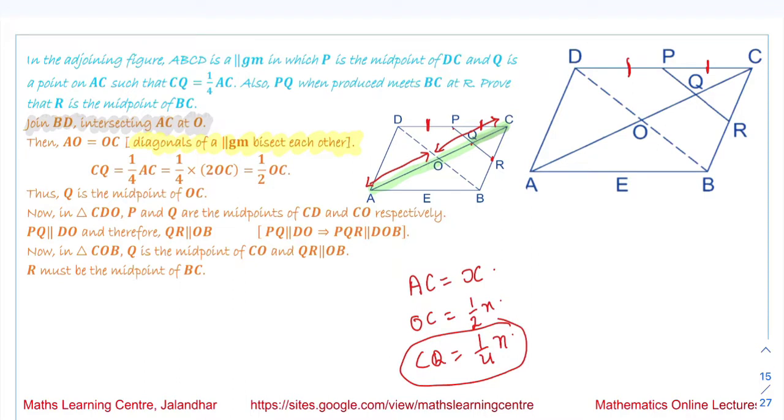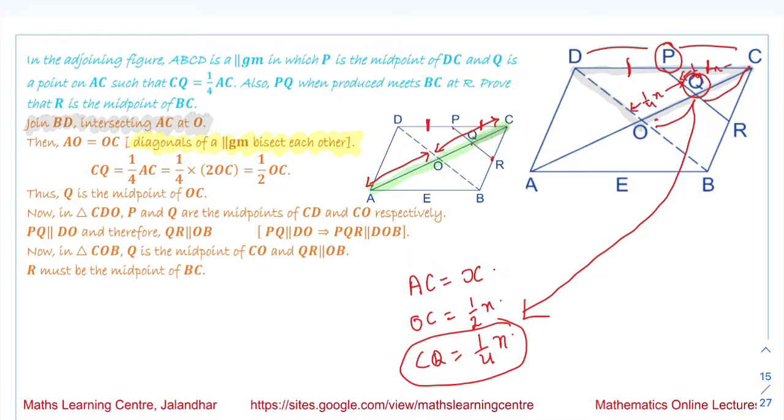So if we look at the triangle CDO, we are talking about the triangle CDO. What we have now is that P is the midpoint of DC and Q is the midpoint of OC. If this length is 1/4 X, this length is also 1/4 X. So it means both these lines are parallel to each other.